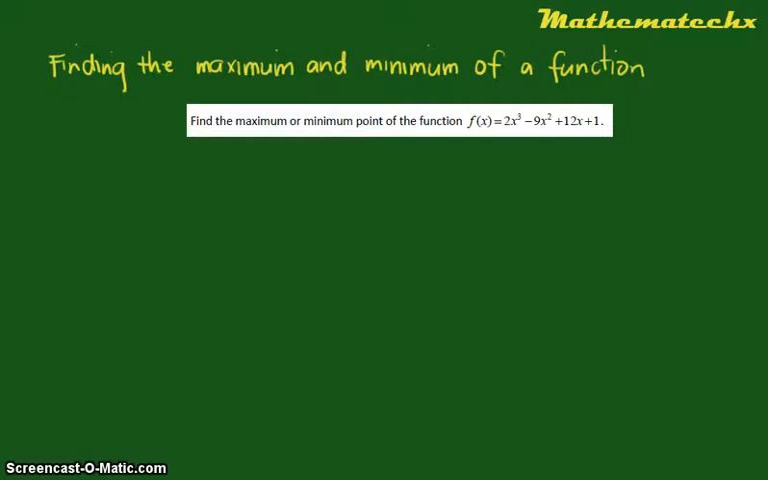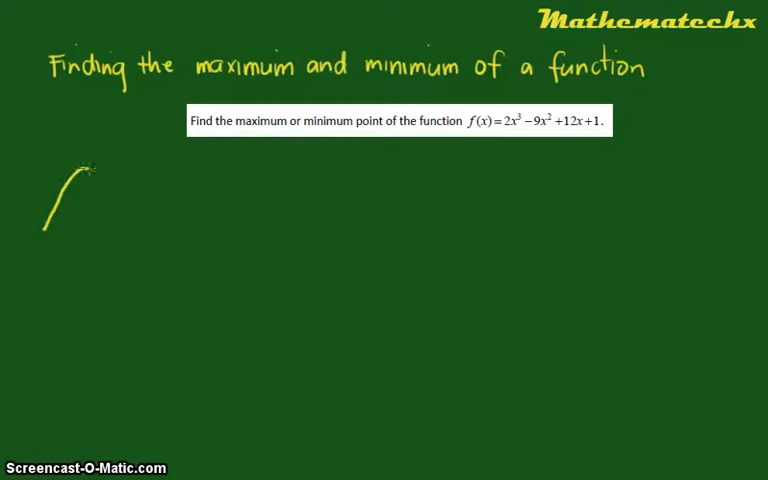Hi, in this video I'm going to teach you how to find the maximum and minimum value of a function. I'll be using this problem: find the maximum or minimum point of the function f(x) = 2x³ - 9x² + 12x + 1. Now let's start with the basic idea.